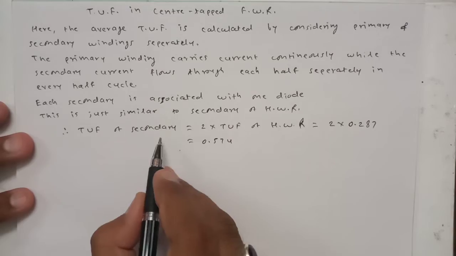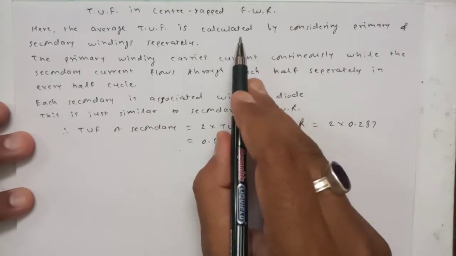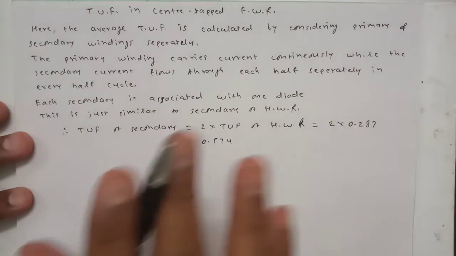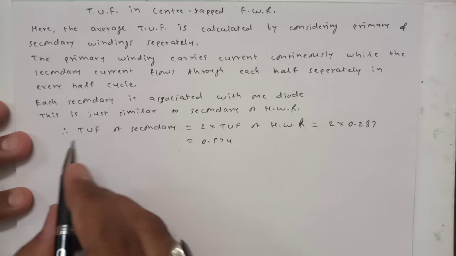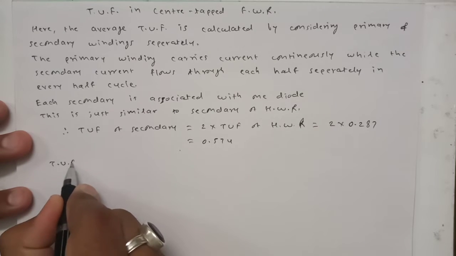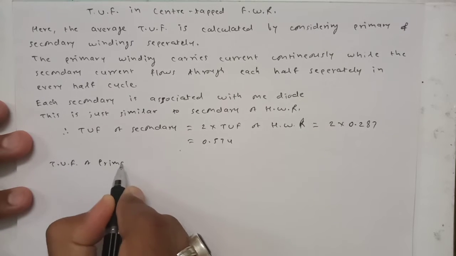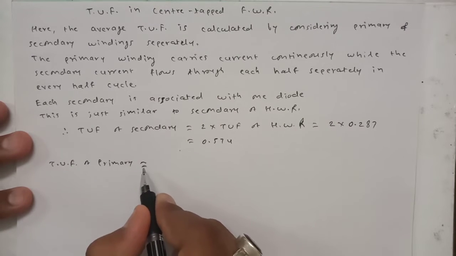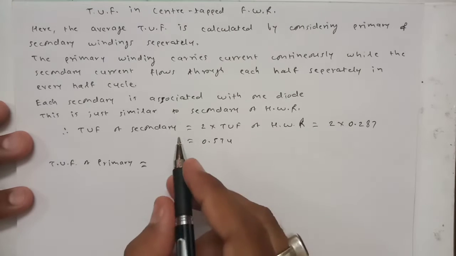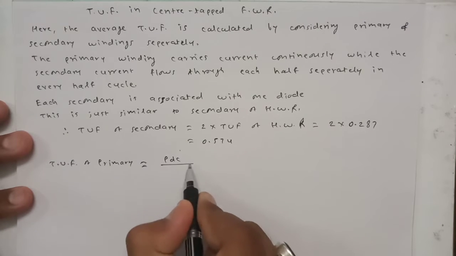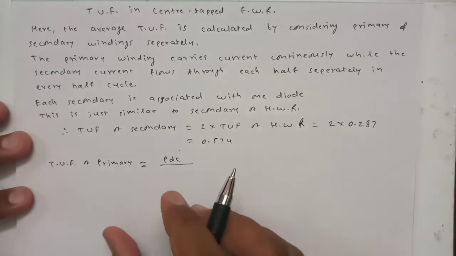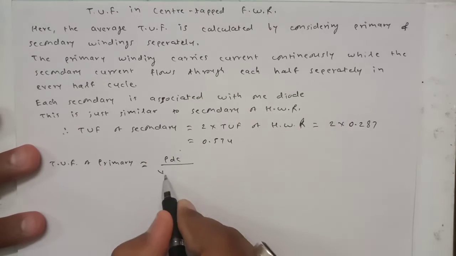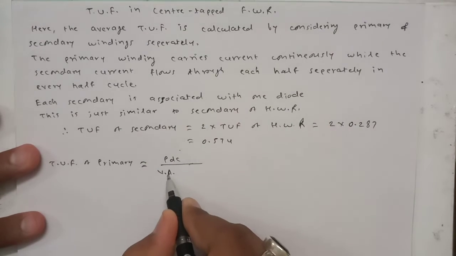But remember, this is the TUF of secondary. In the same manner, we have to go for TUF of primary, as it is written here. We have to calculate TUF of primary and TUF of secondary separately, and then take the average. Once again, you should remember. So let us calculate the TUF of primary. We should remember the equation of transformer utilization factor. In the previous lecture we gave it: it is PDC divided by the PAC rating of the transformer. The PAC rating is also called the VA rating of the transformer, that is voltage into current, which is nothing but the power.